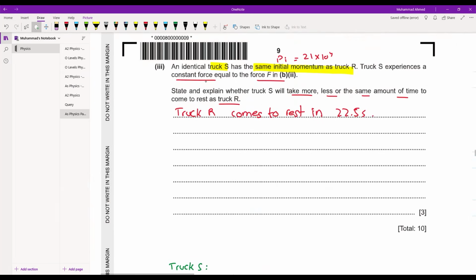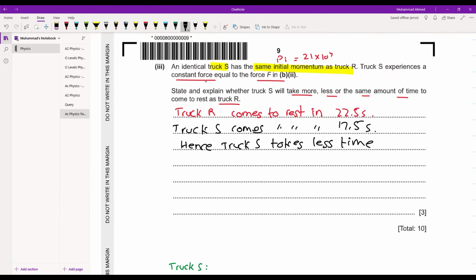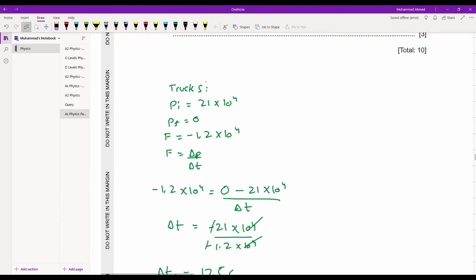You will say truck R comes to rest in 22.5 seconds. However, truck S comes to rest in 17.5 seconds. And you can obviously show the calculation as well. Lastly, you will say, hence, truck S takes less time compared to truck R to come to rest. Simple, easy peasy. Let's further move ahead.